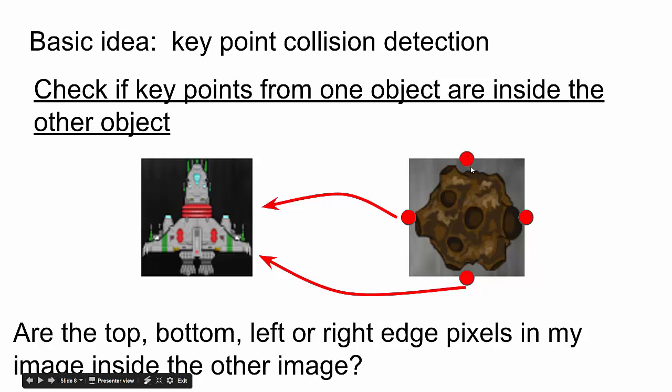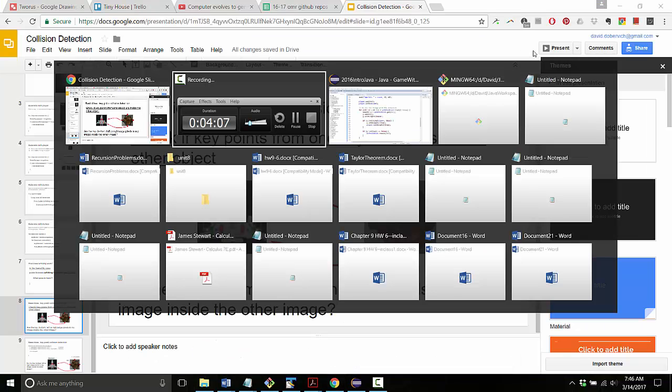Key points might be points along the outside, so like the top middle, the bottom middle, the left, and the right. So we're going to check the XY coordinates for each of those points on one game object and ask, is this top point inside the other game object? Because if this red point is inside this game object, they're probably hitting each other. And we're going to do that for all 4 points. So let me show you what that looks like inside the game for a minute.